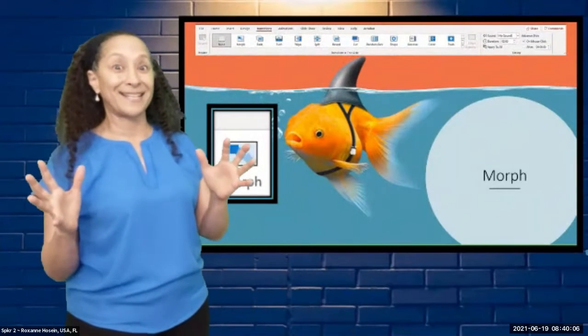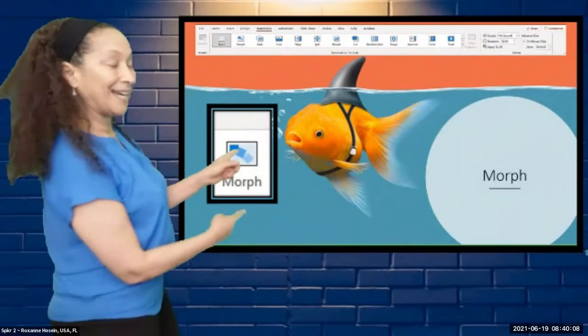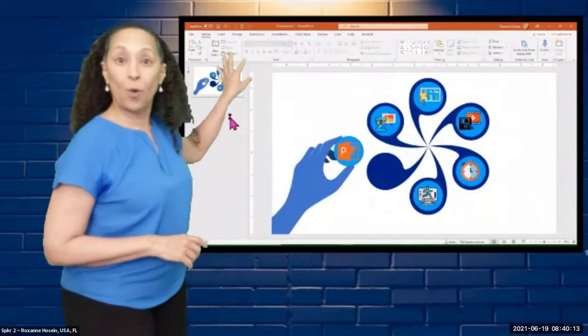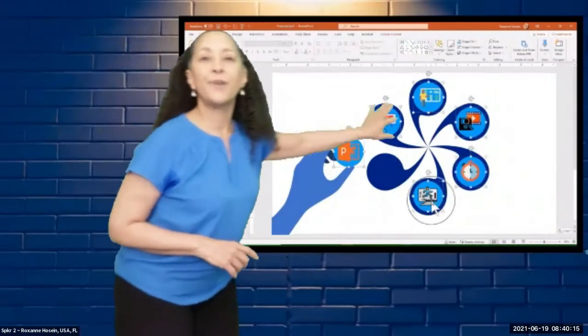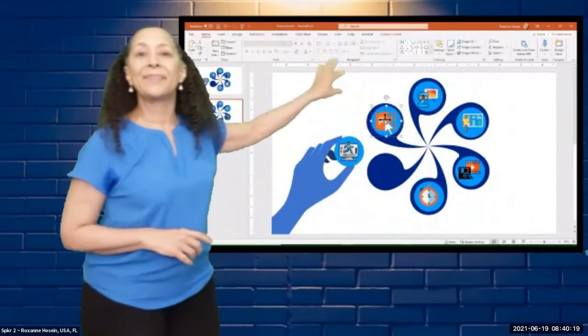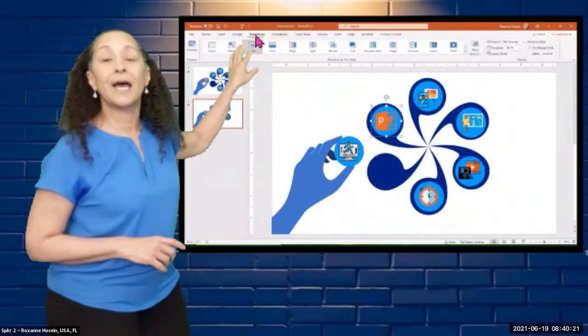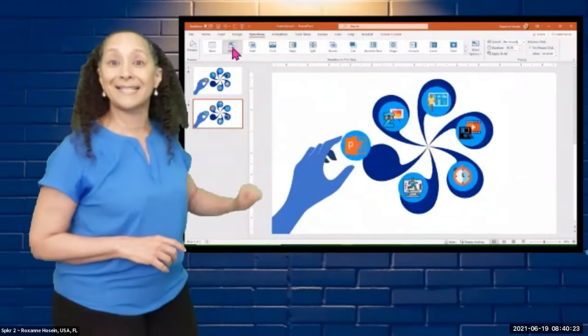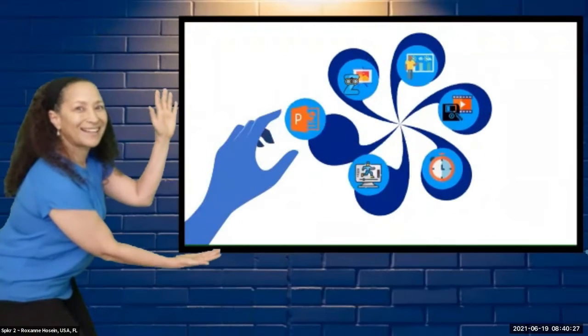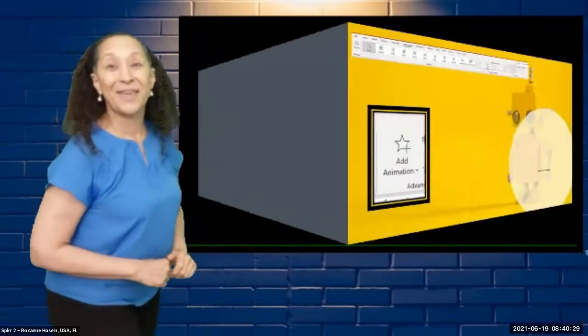Those rotating graphics, not magic. Morph. Duplicate the slide that you want to move. Shift those elements around to a different position on the second slide, and then apply the transition morph to your second slide, and voila. Yep, that easy.